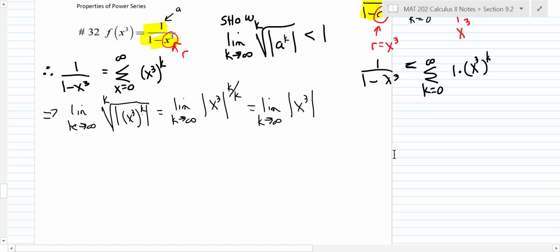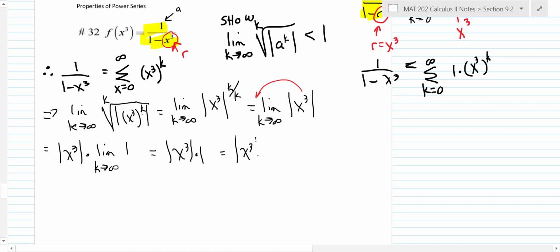Now, technically, this whole thing right here is a constant, right? There aren't any k's in there, so what can you do with that x to the third? Move it on out. It's a constant, take it out. So you have the absolute value of x to the third times the limit as k goes to infinity of 1. The limit of 1 is what? 1. So you end up with just the absolute value of x to the third.